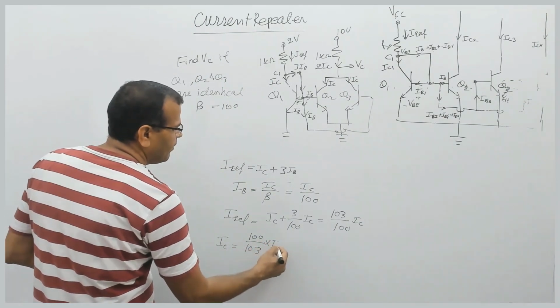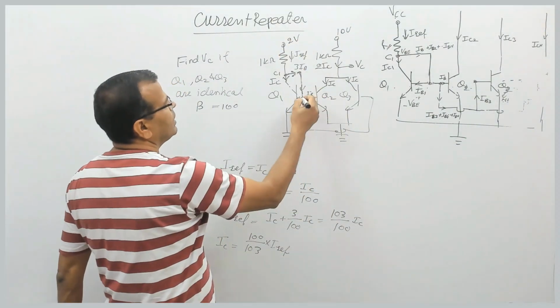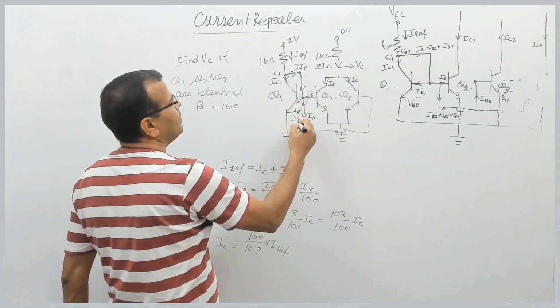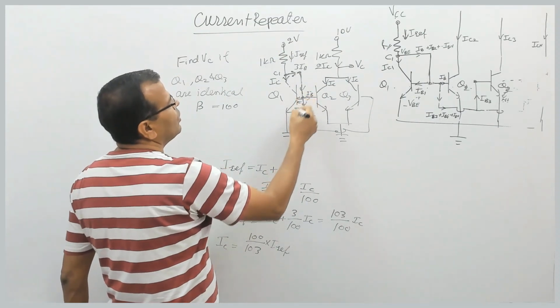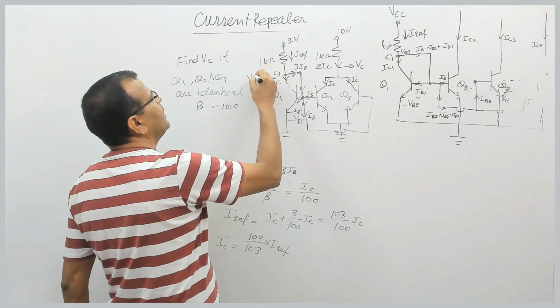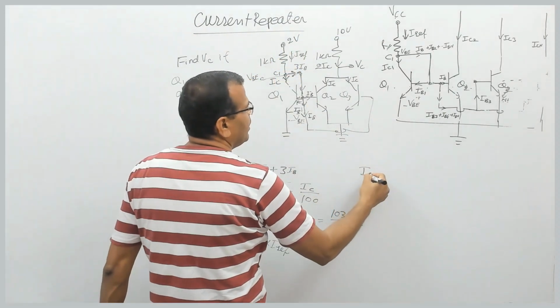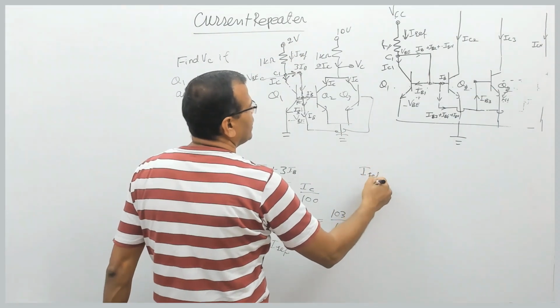into IREF. And you know what IREF is? Please see the circuit. The voltage from here to here is VBE. So the voltage at this node is VBE. This is connected to this. So the voltage at this node is what? VBE. Fine. So this voltage minus this voltage will be the voltage difference across the resistance of 1 kilo ohm.